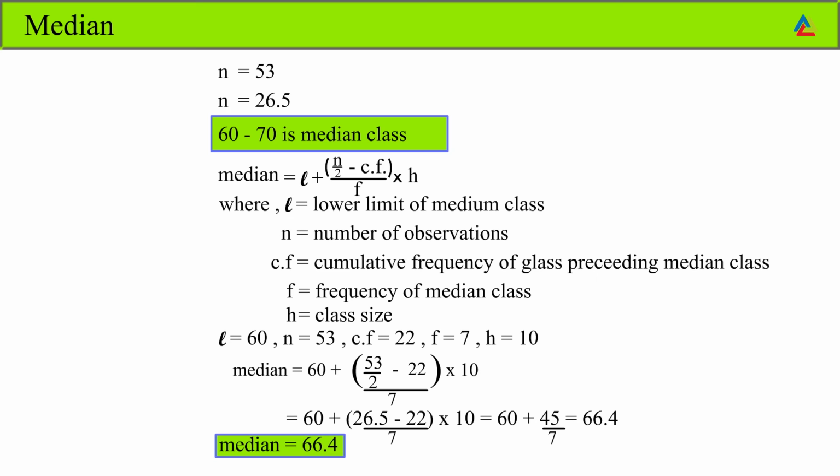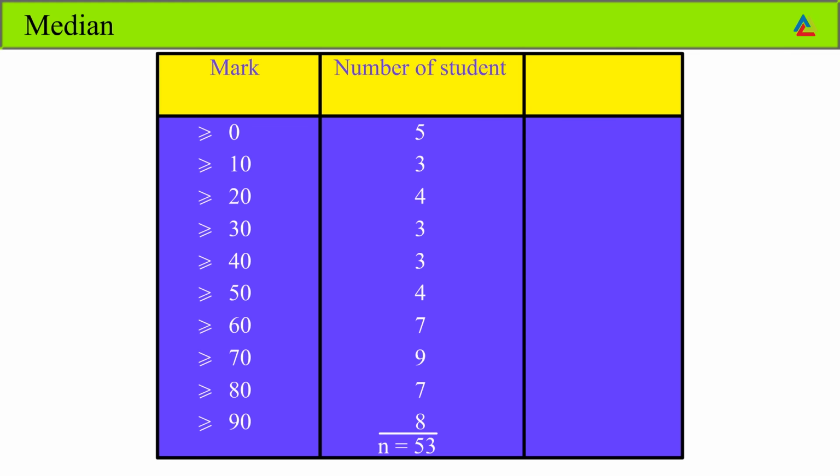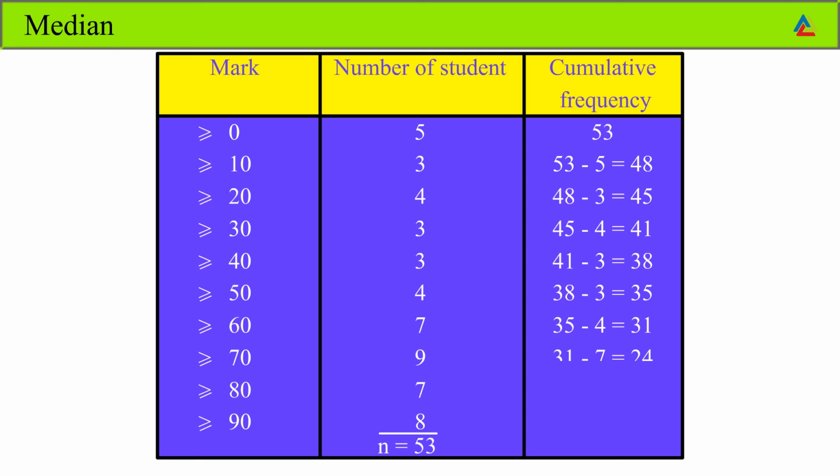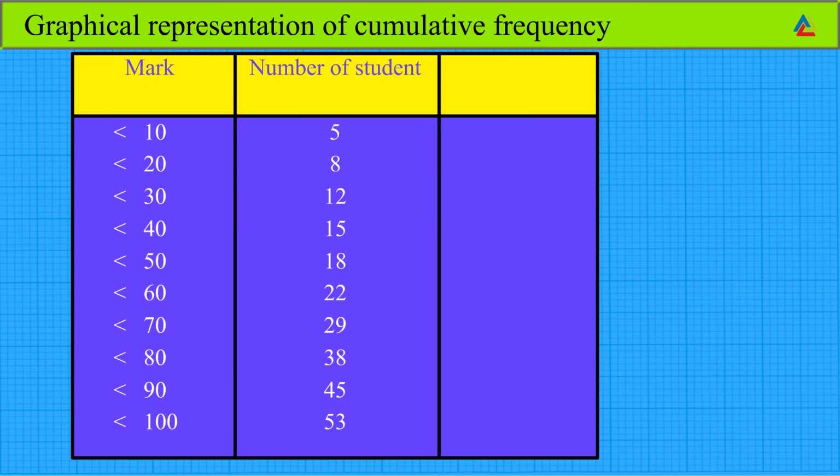Instead of cumulative frequency distribution of less than type, we can also use cumulative frequency distribution of more than type. This is an example of cumulative distribution of more than type. Number of students who scored more than or equal to 0 is 53. Similarly, number of students who scored more than or equal to 10 is 53 minus 5, that is 48, and so on.